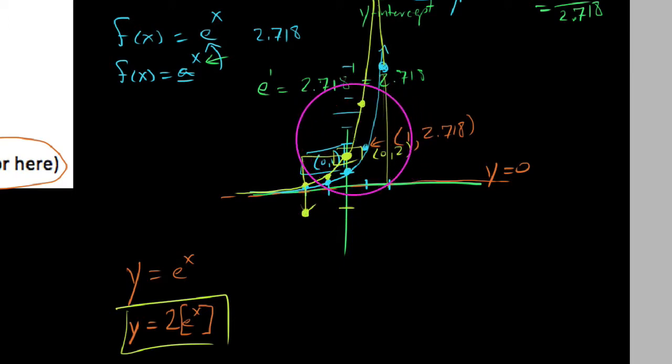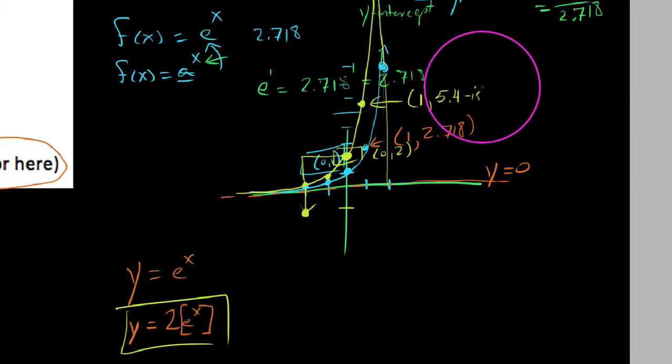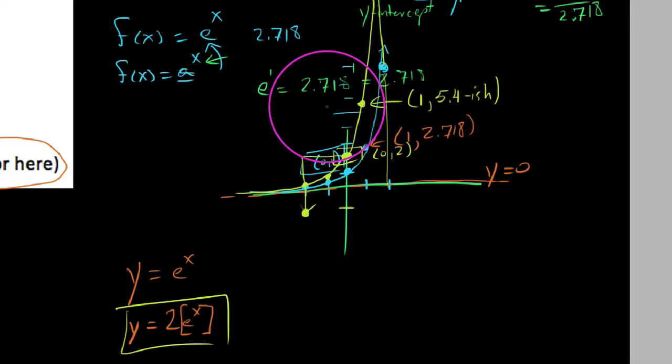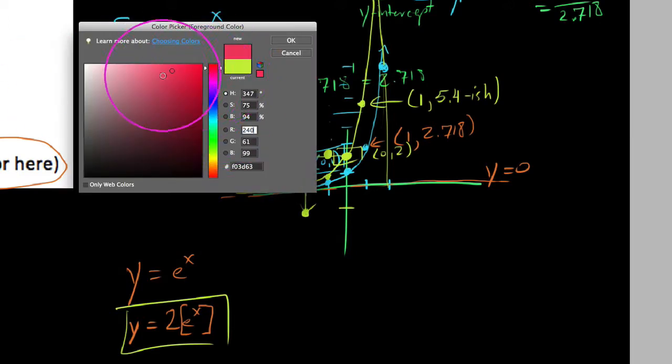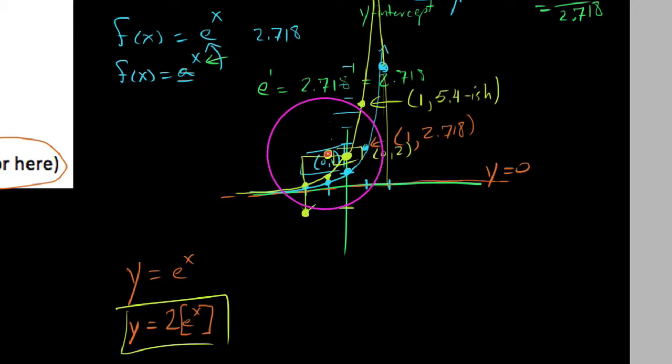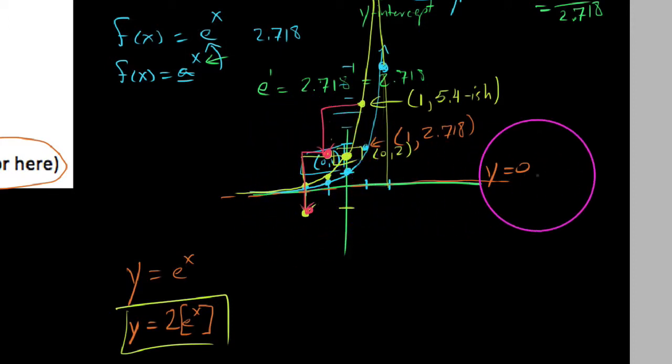I'm also going to grab one more point, which is 1 comma about 5.4-ish. And I'm going to shift it left 2, so at -1. And then instead of 5.4-ish, we're going down 3, so it would be 2.4-ish here. Okay, so now I probably should switch colors one last time. We'll go to a fuchsia here. So we've shifted these 2 points left 2, down 3. And now the only thing we have left to shift is this.